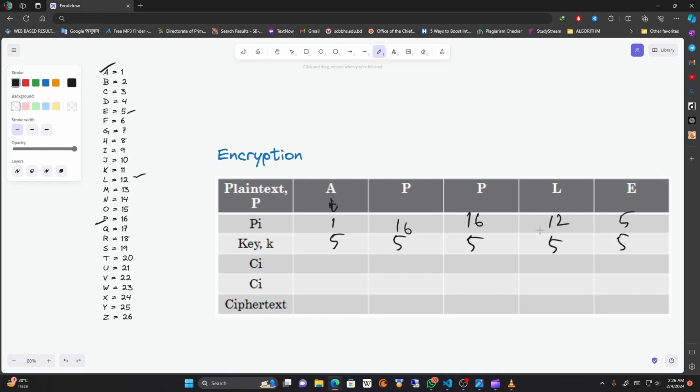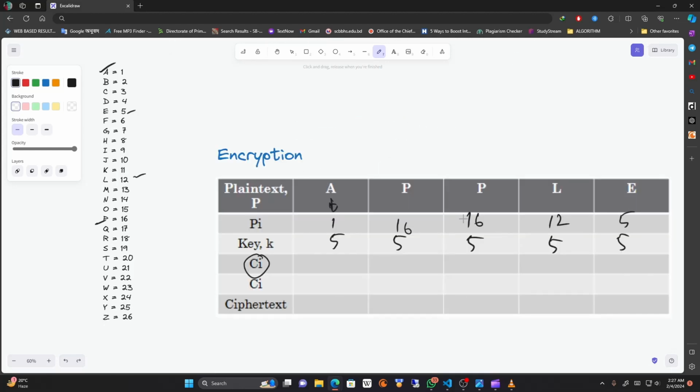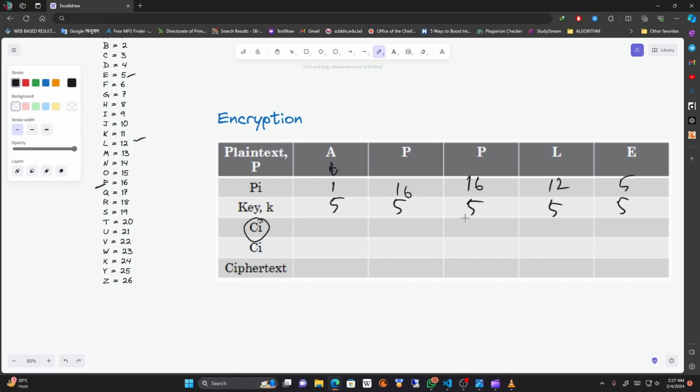So now we need to get this ciphertext index value. So how will we get the ciphertext index value? We simply add plain text index value and key value. So our plain text index value is 1, and our key value is 5, which gives 6. Similarly, 16 plus 5 equals 21, and 16 plus 5 is again 21, and 12 plus 5 will be 17, then 5 plus 5 will be 10.